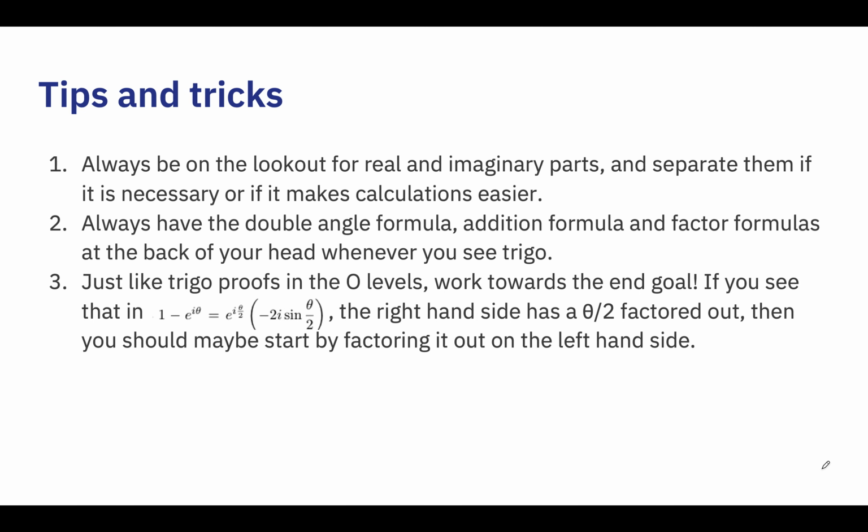Right, so some tips and tricks for these types of questions. Always be on the lookout for real and imaginary parts, and separate them if it is necessary or if it makes calculations easier. Always know the double angle formula, addition formula, and factor formulas right at the back of your head whenever you see trigonometry. And just like trigo proofs in the O levels, try and work towards the end goal. So if you see that in this identity we had just now, the right hand side has a theta over 2 factored out, then we want to try and start by factoring it out on the left hand side.